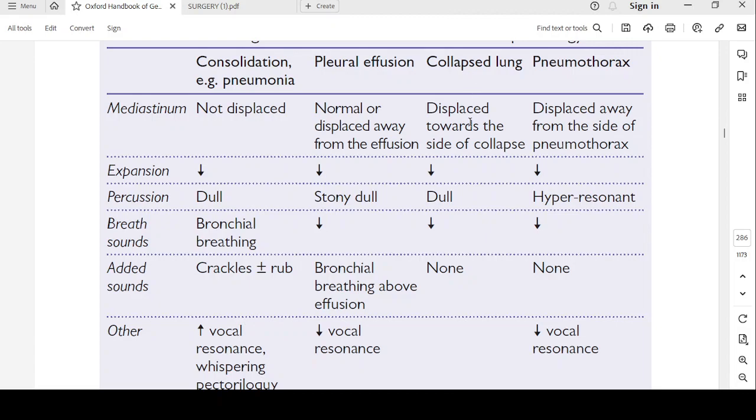Collapsed lung: mediastinum displaced towards the side of the collapse, there is decreased expansion, dull on percussion, decrease in breath sounds, and no added sounds. Whereas in pneumothorax, the mediastinum is displaced away from the side of the pneumothorax, expansion is decreased, it is hyperresonant, and there is decrease in breath sounds. Even though it is hyperresonant, the breath sounds are decreased, with no added sounds and decrease in vocal resonance.